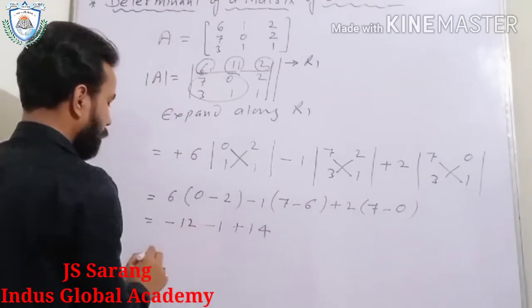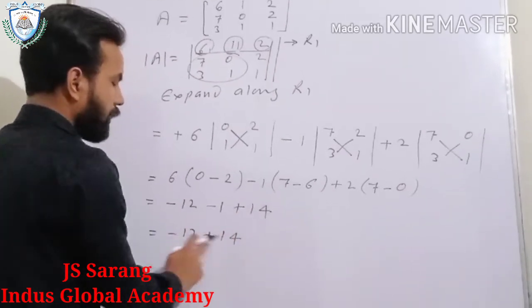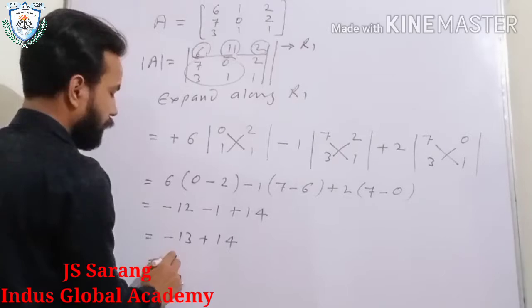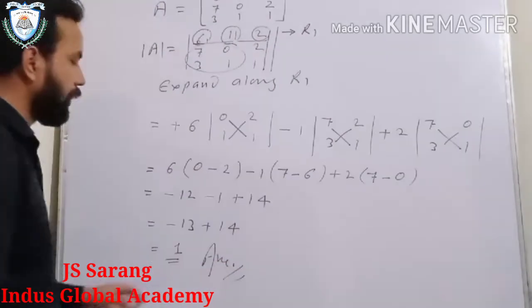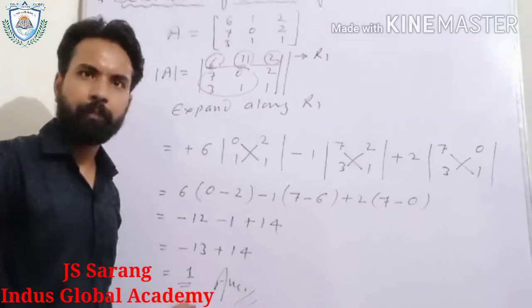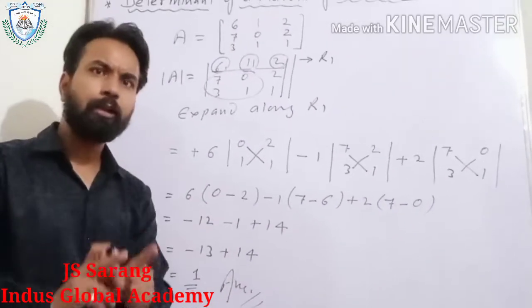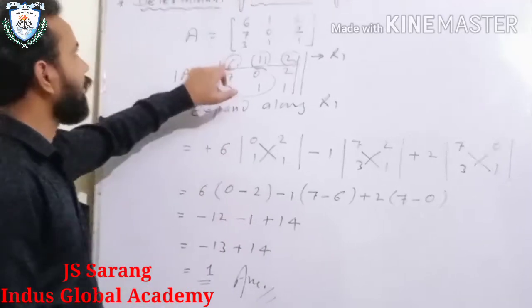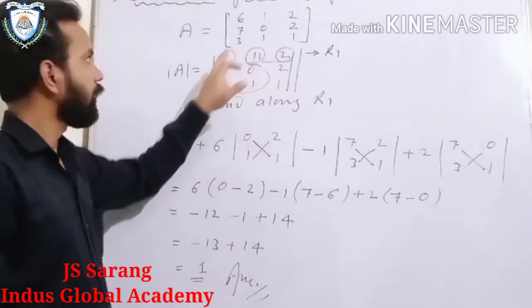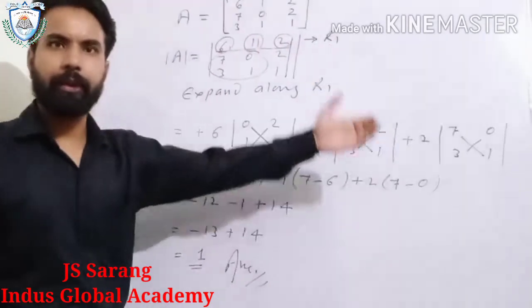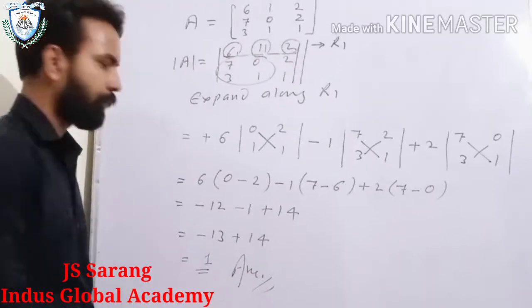Now solve. Minus 12 and minus 1, that is minus 13, plus 14. Minus 13 and plus 14 gives you 1. So the value of this determinant is how much? That is 1. Understood? Hope it is clear to everyone. Only one concept you have to keep in your mind: the first element will be positive, second negative, third positive. Then we will take the sign alternately. Got it? So hope it is clear to everyone. Good.